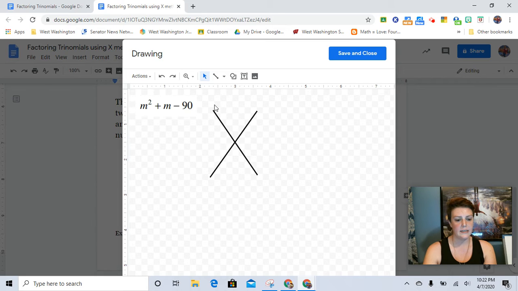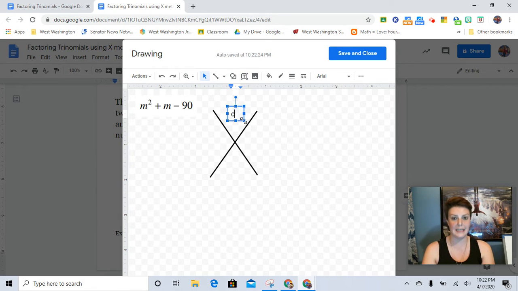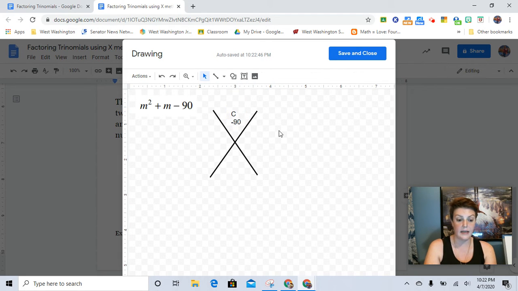So we decided yesterday that it was the two numbers that multiply to be the top number. That number is going to be, text box, there it is, the C term. That's always going to be the C term. Two numbers that multiply to be the C term. In this case, C is negative 90, not just 90, negative 90. So what two numbers multiply to be negative 90 and add up to be something?